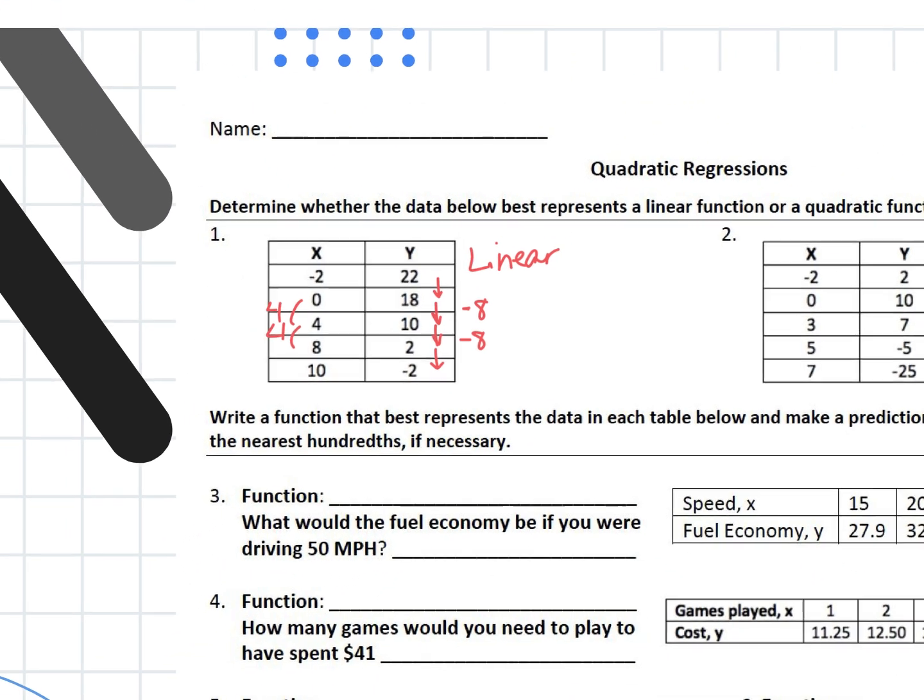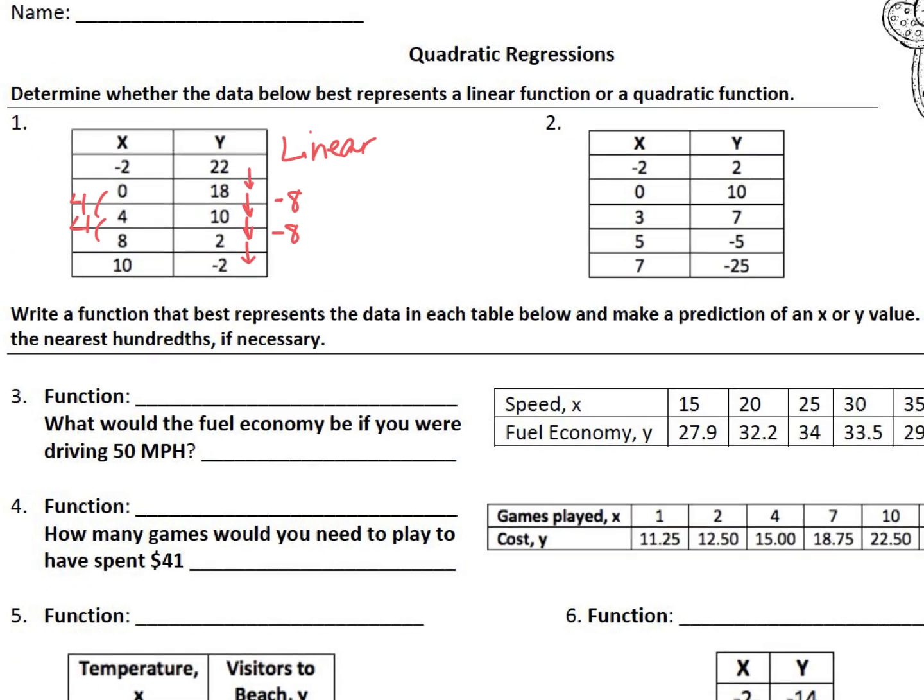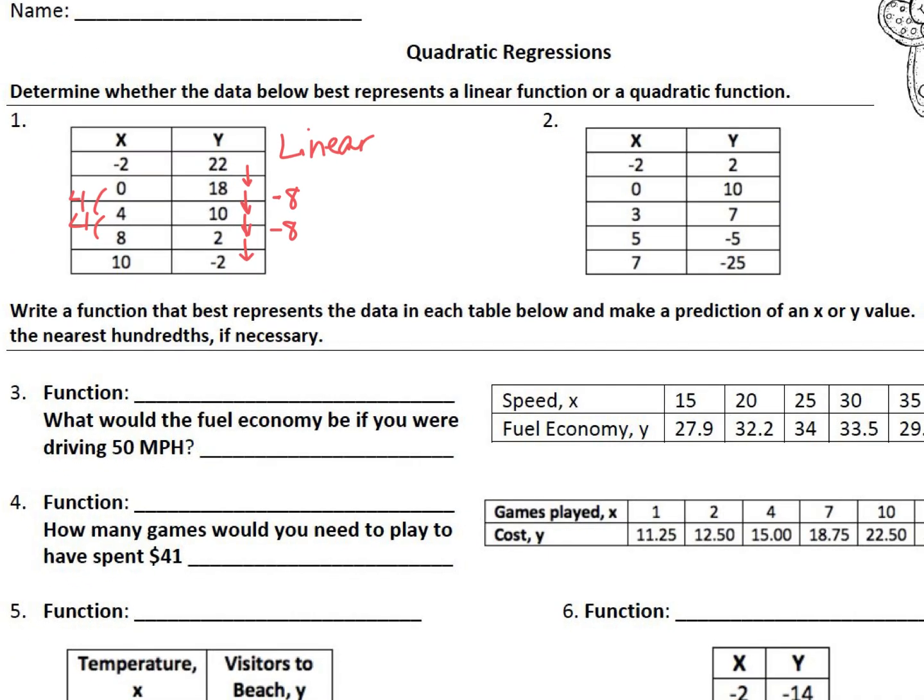Okay? Whereas if we look over here at this one, this one went up, and then it went down, down, down. Okay, well, if it changed direction, is that linear? Or is that going to be quadratic? That's going to be quadratic because that's our whole, that's our parabola piece.